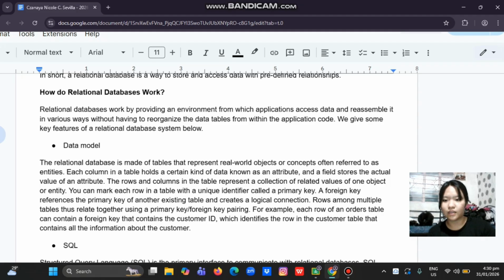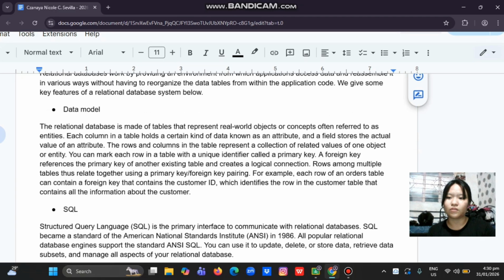How do relational databases work? Relational databases work by providing an environment from which applications access data and reassemble it in various ways without having to reorganize the data tables from within the application code. We give some key features of a relational database system below.